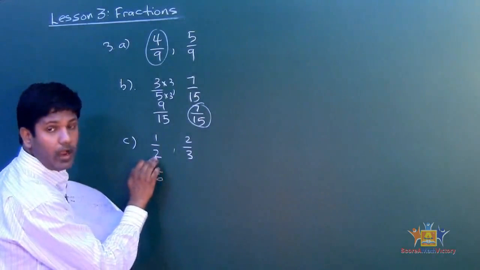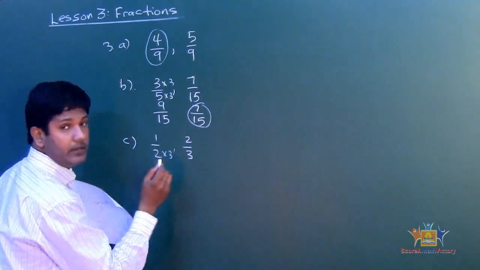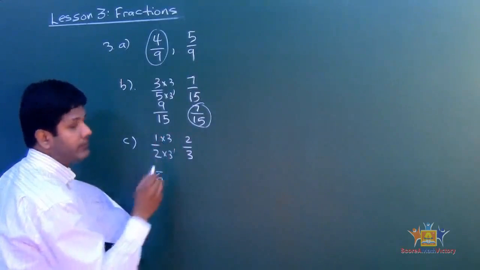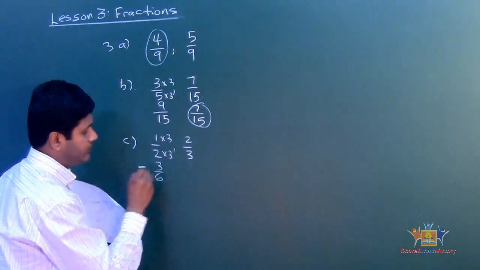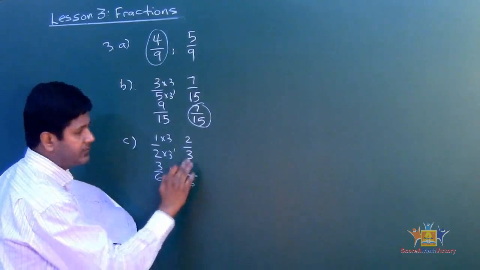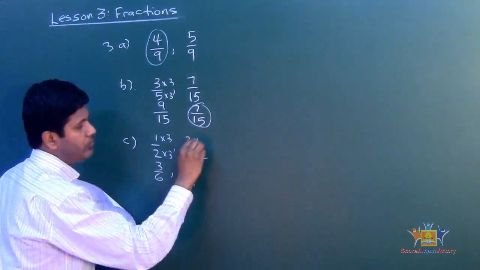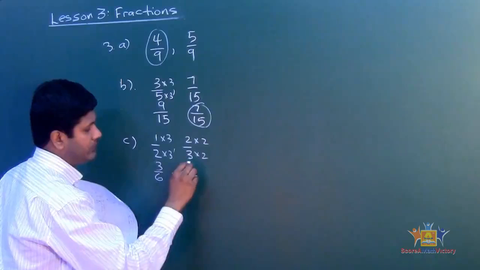So how do I go from 2 to 6? I multiply this by 3. If I multiply the denominator by 3, I multiply the numerator also by 3. So it becomes 3 over 6. And I also make 6. How do I go from 3 to 6? Multiply that by 2. So if I multiply the denominator by 2, the numerator also by 2. So 2 times 2 is 4.